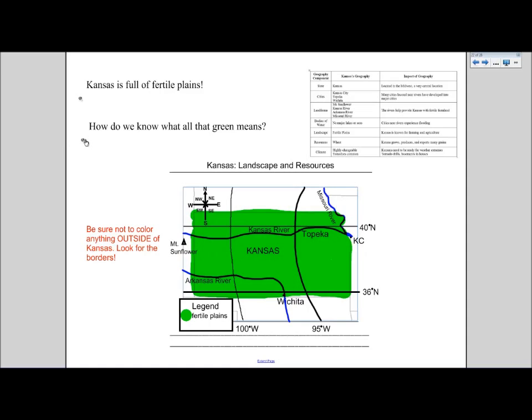Since fertile plains are the only type of landscape in Kansas, we get kind of an easy job on this map. We only need one colored pencil, and we're actually going to shade all of Kansas green because all of Kansas is going to be labeled as fertile plains. Once the shading is finished, we'll need to show in the legend what that green color means. So we'll need to write the word fertile plains and draw a small green box to show that the green on the map matches up with the fertile plains in the legend.